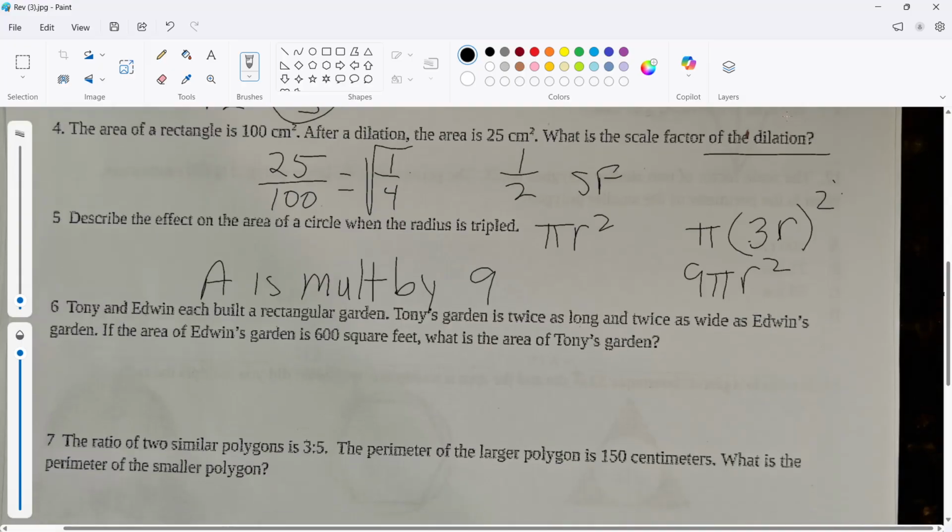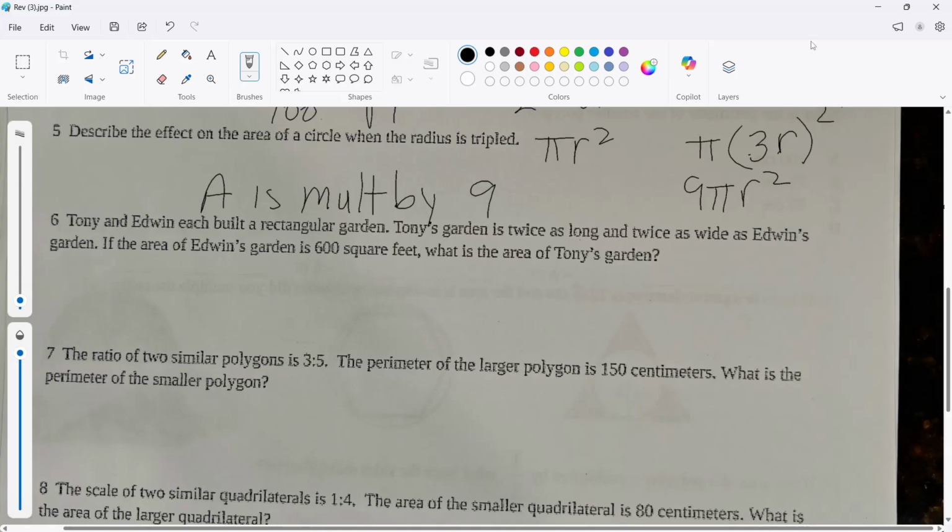Tony and Edwin built rectangular gardens. Each one of them built a garden. Tony's garden is twice as long and twice as wide as Edwin's. If the area of Edwin's is 600, what is the area of Tony's? The scale factor is 2, but remember, for area, I've got to square it. So for area, it's times 4. 600 times 4 is 2,400 square feet. I guess I'll write it like that.